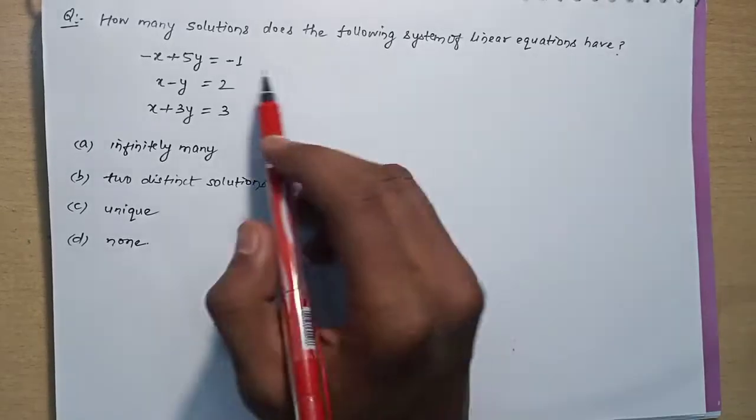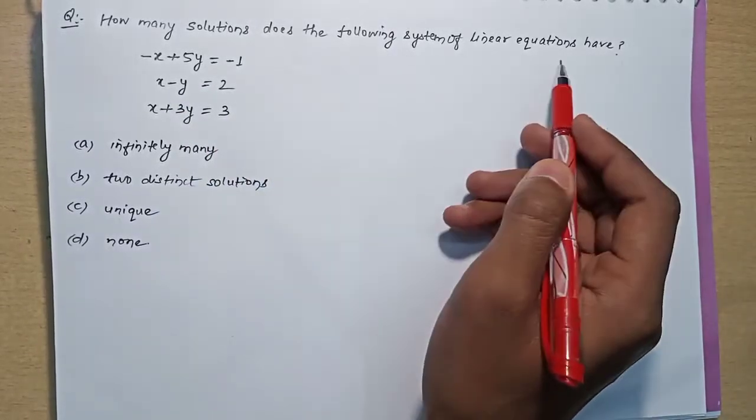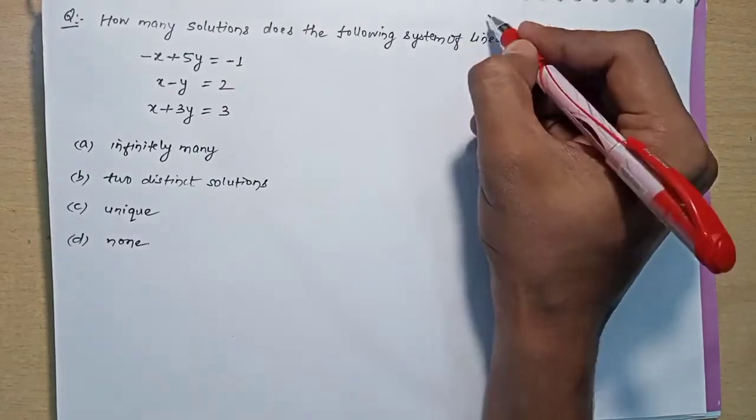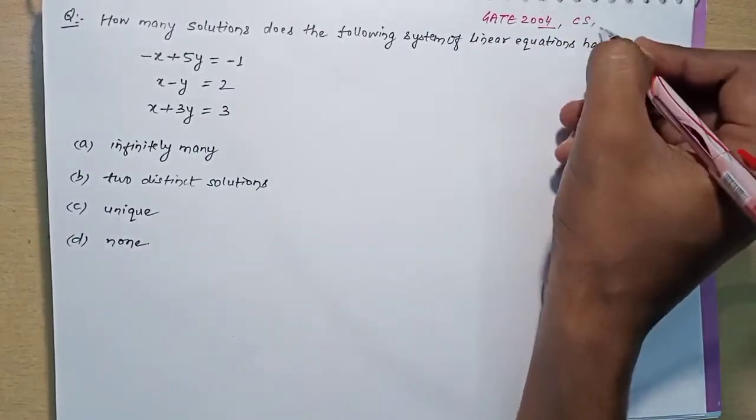How many solutions does the following system of linear equations have? This question was asked in GATE 2004 in computer science for 2 marks.